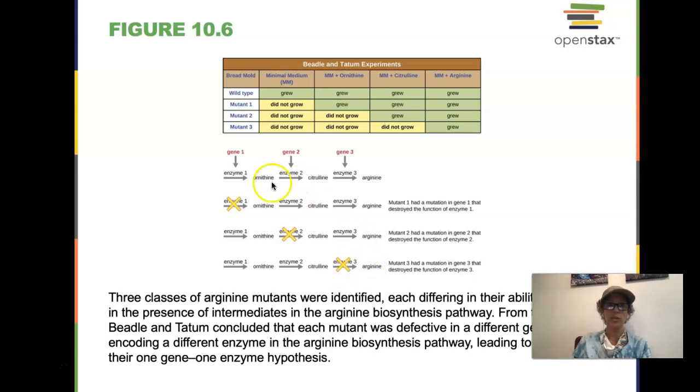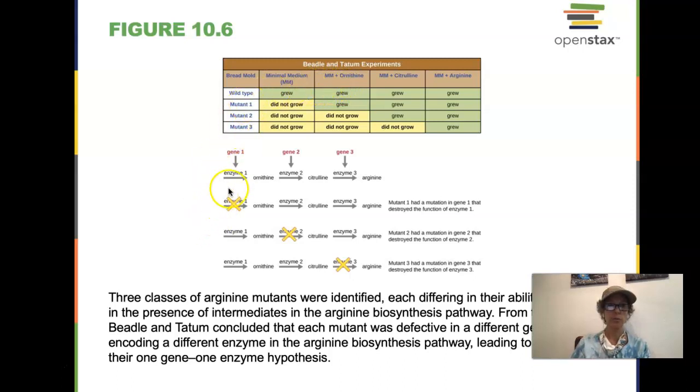And so when they looked at the wild type, if they grow this bread mold that is the wild type, the normal, non-mutated strain, it will grow even in minimal media because it contains the enzymes to be able to make its own amino acids. And so even if you supplement the media with various amino acids, it will still grow. It won't need the amino acids that are provided in the media, but it will still grow.